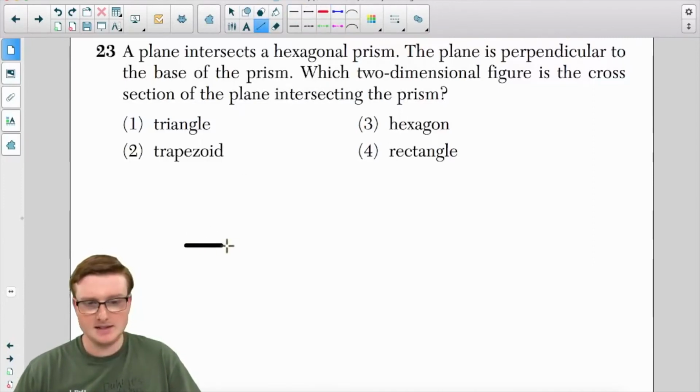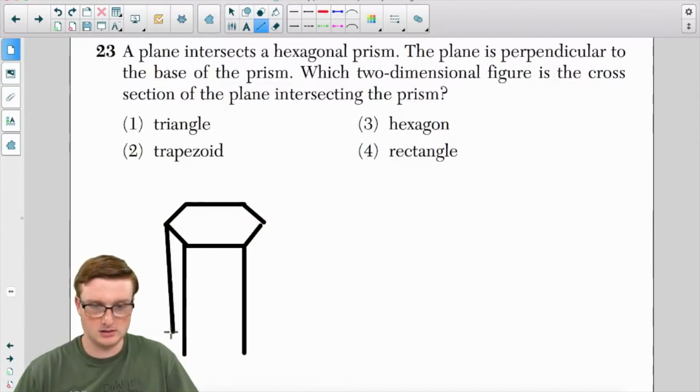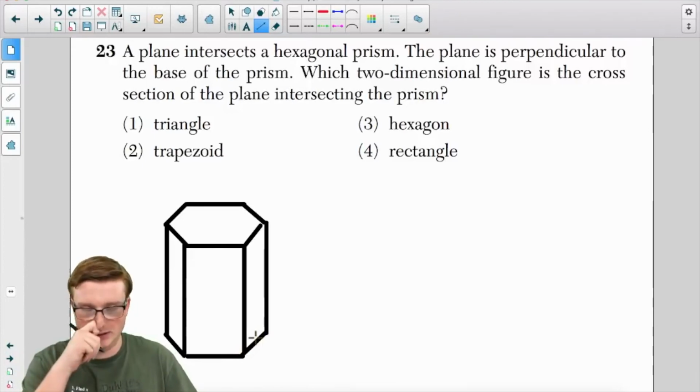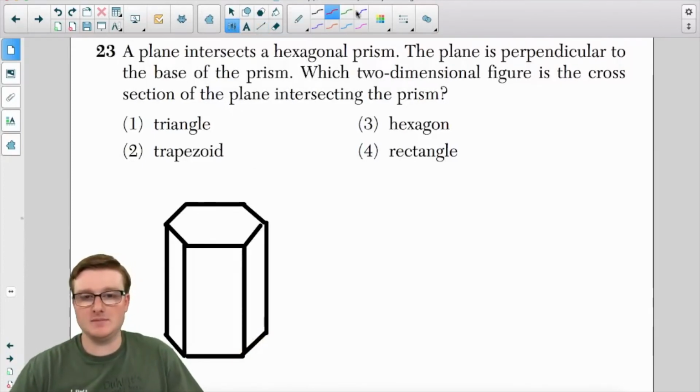Well, to the best of my drawing ability, the hexagonal prism is just a prism that has bases that are hexagons, and it looks like this. For some reason, I think of fancy skyscrapers that look like this, like office buildings or something. All right. This is the hexagonal prism.